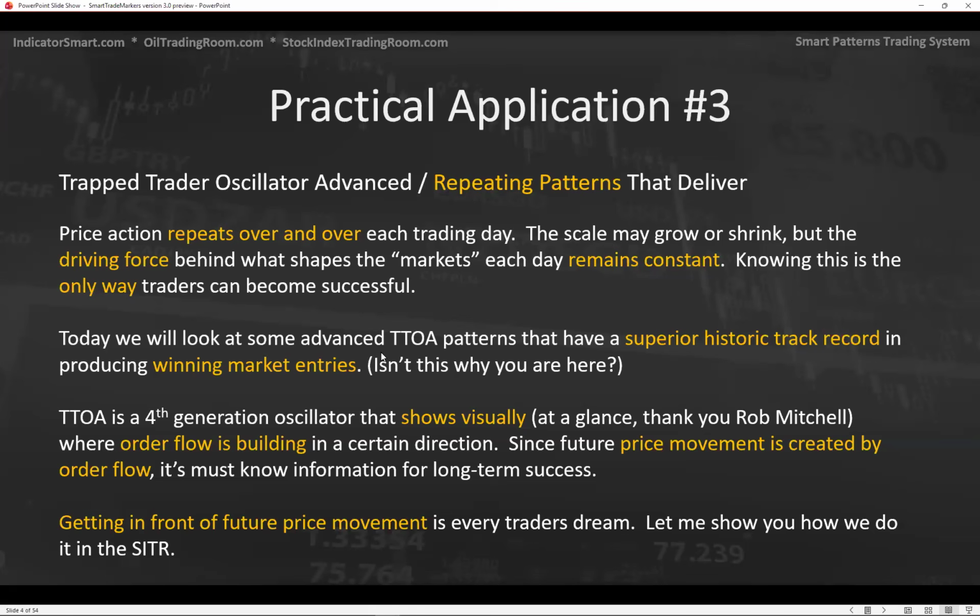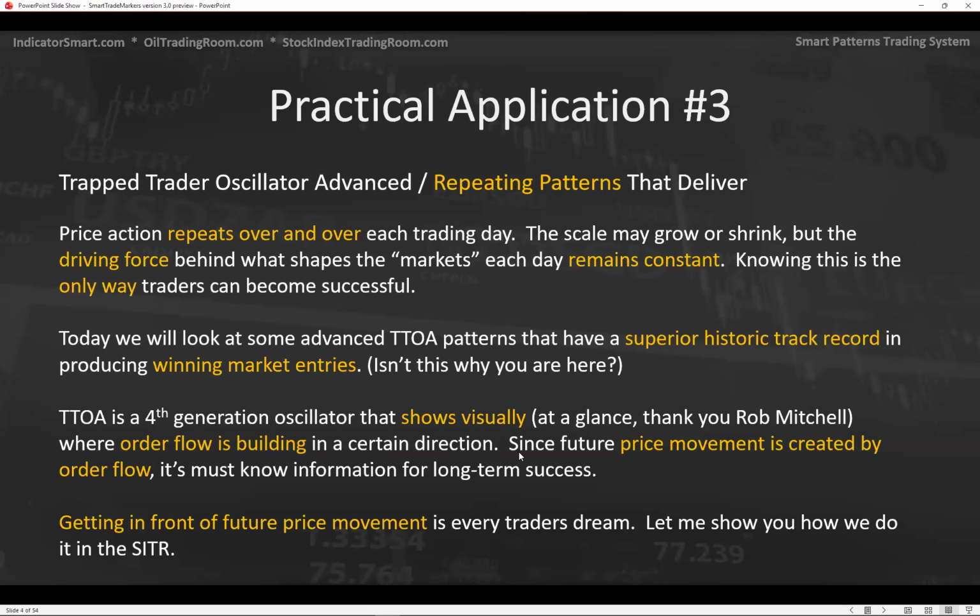But let's look at some advanced TTO patterns that have a superior historic track record in producing winning market entries. Isn't that why you're here? I hope so. That's what I've prepared. Trapped Trader Oscillator Advanced is a fourth generation oscillator that shows visually, at a glance, thank you, Rob Mitchell, for making our life simple, where order flow is building in certain directions.